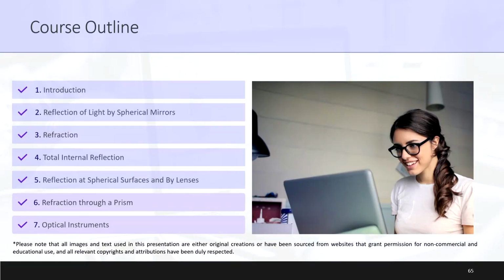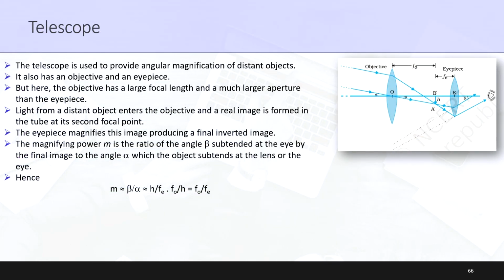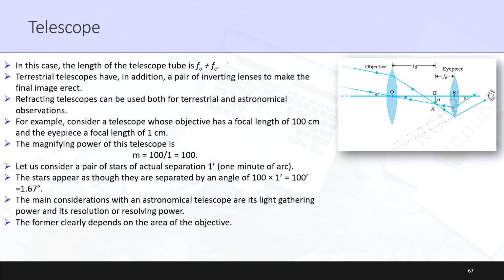Right now, after the completion of the microscope, we are discussing the telescope. In the previous lecture, we understood the things you need to remember. First, the angular magnification of a telescope is equal to beta by alpha, which is equal to f naught upon fe. Next, the length of the telescope tube is f naught plus fe.